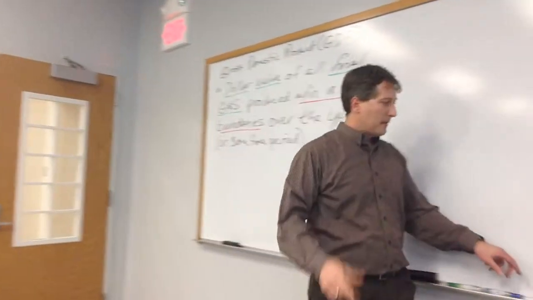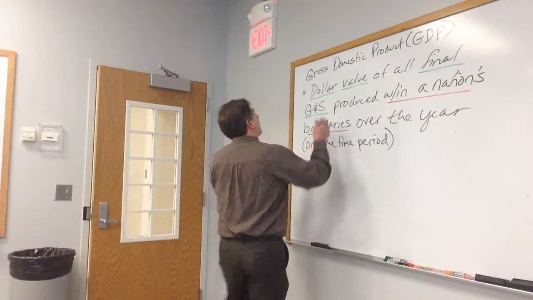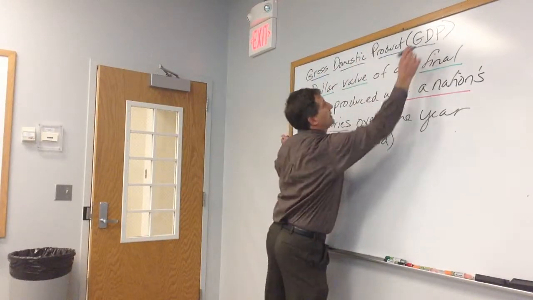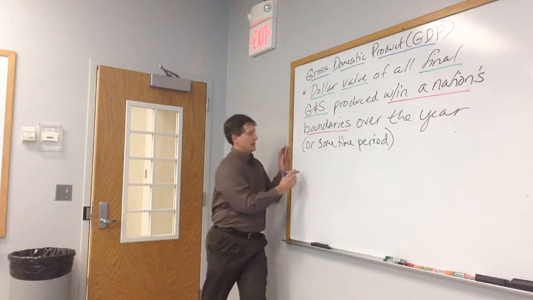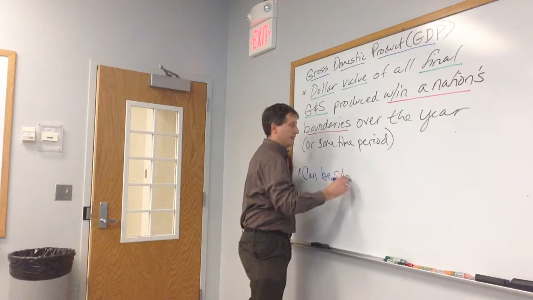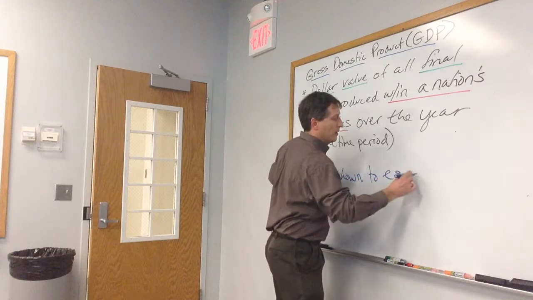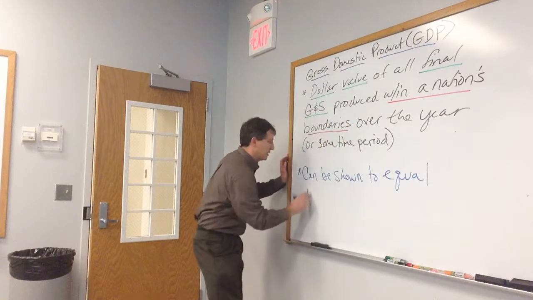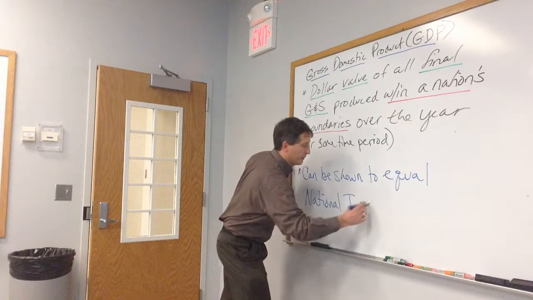So from the exercise we did, since we're adding up the dollar value of all final goods and services, this can be shown to equal national income.